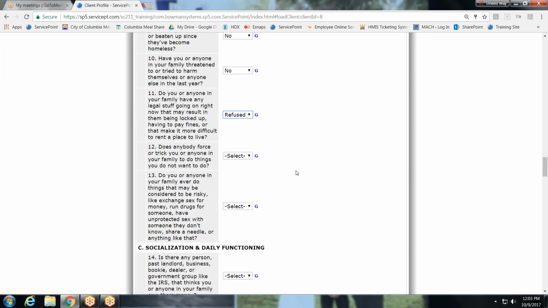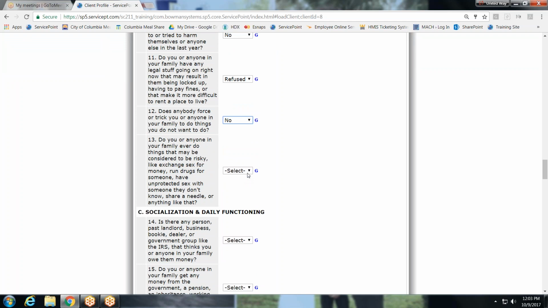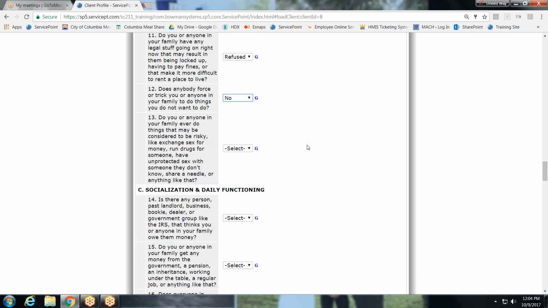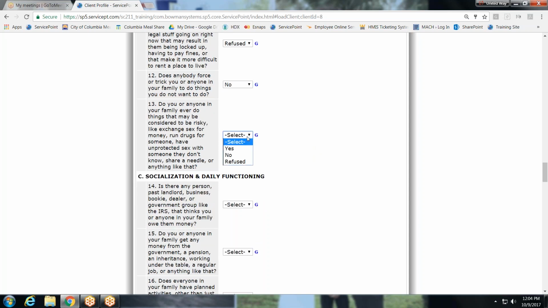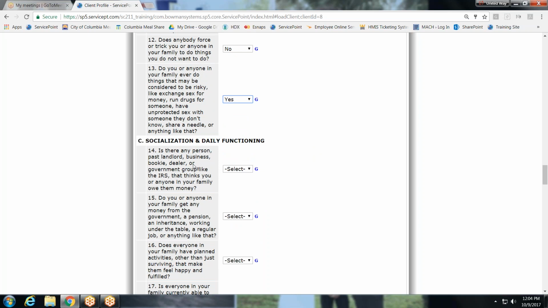Does anybody force or trick you to do things that you do not want to do? No. Do you or anyone in your family ever do things that may be considered to be risky, like exchange sex for money, run drugs for someone, have unprotected sex with someone they don't know, share a needle, or anything like that? Yes. Is there any person, past landlord, business, bookie, dealer, or government group like the IRS that thinks that you or anyone in your family owe them money? Yes.